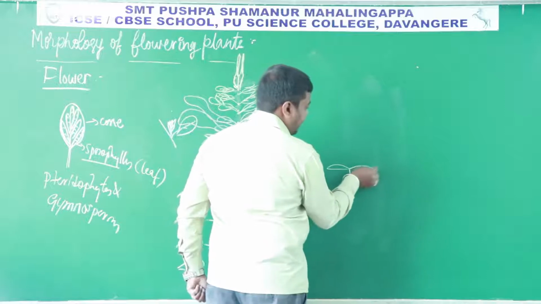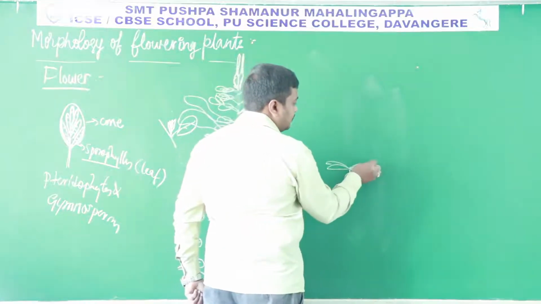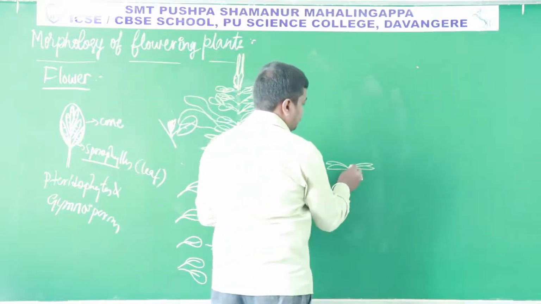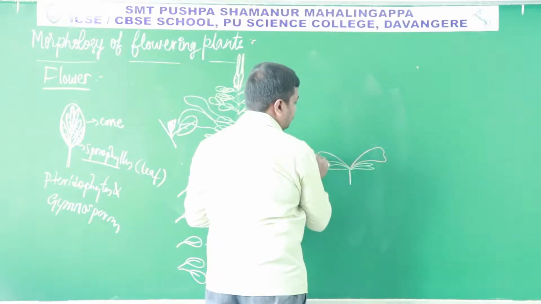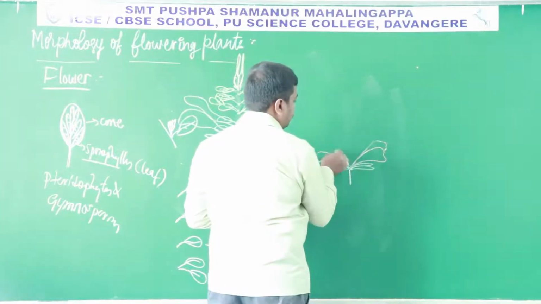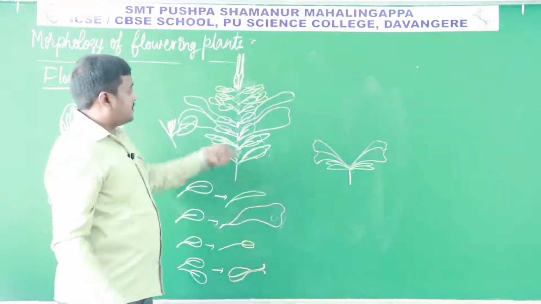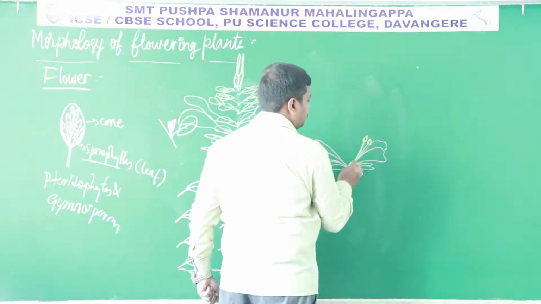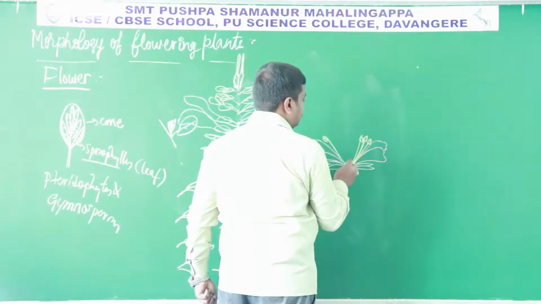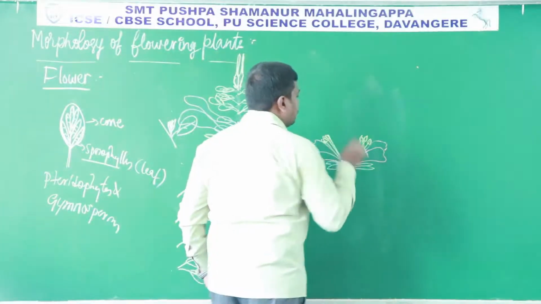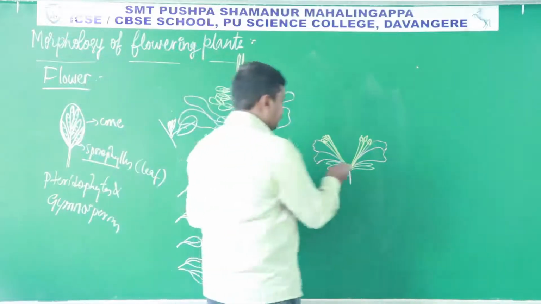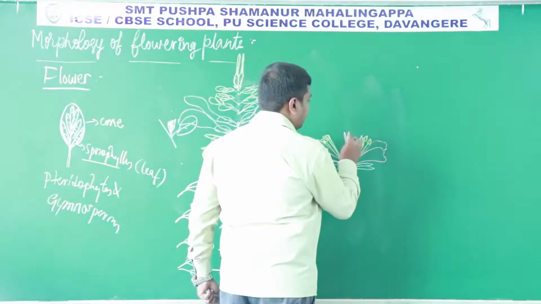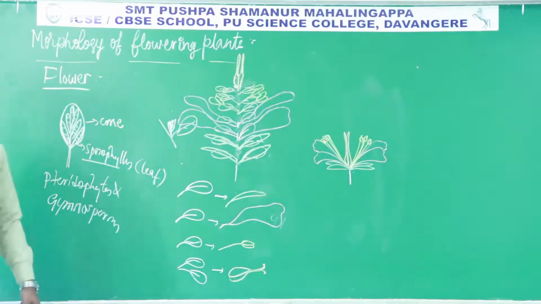If internode is absent, these two and this, okay, then these, okay, then this one. This is from one leaf and this is from other leaf. Like that they are going to arrange.